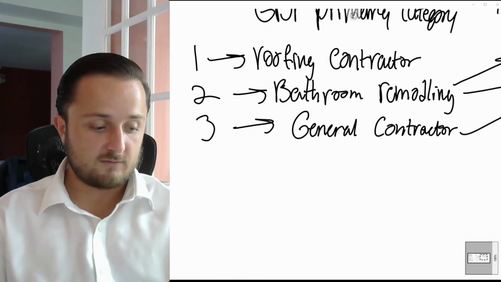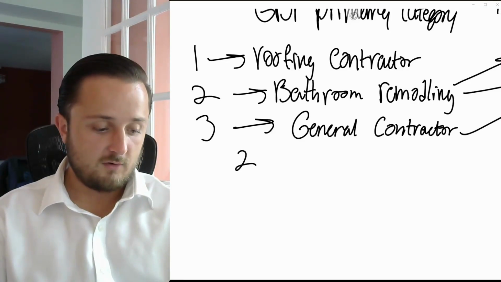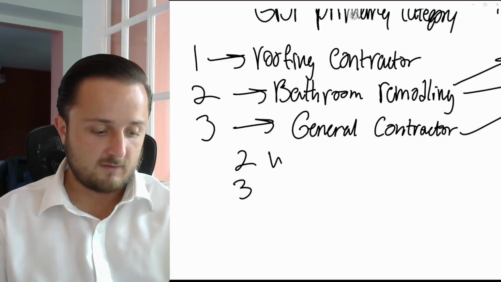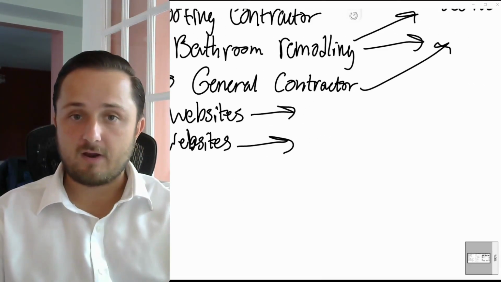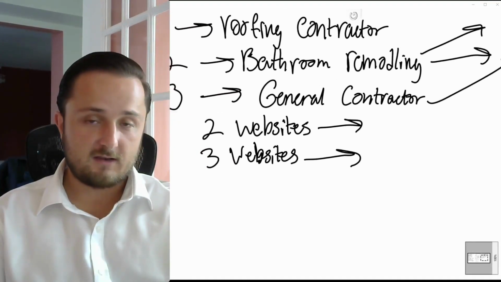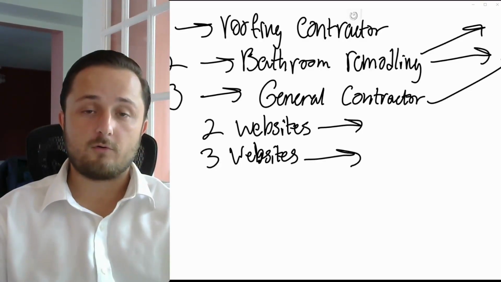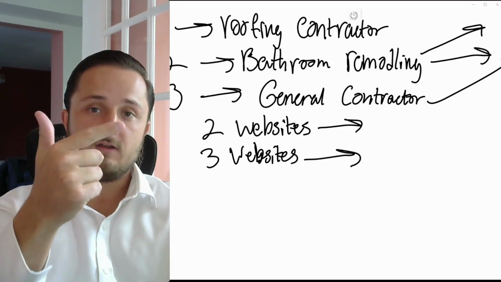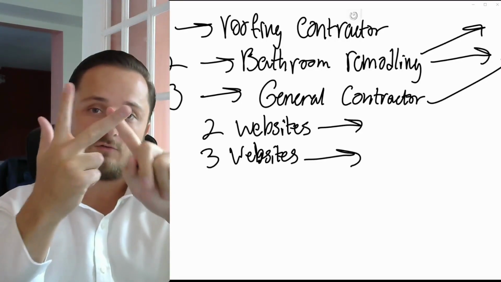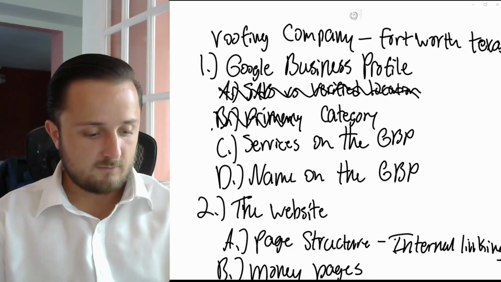Not only can we start getting into the second and third Google Business Profiles, but you can also start getting into the second and third websites. Then we can target specific keywords with each of these. So you can get brand new domains for your second and third Google Business Profile, and then we can start ranking those for those very specific keywords, those very specific terms for bathroom remodeling and general contractor. Then we still have the original website, the original Google Business Profile for specifically roofing. So that's the primary category.